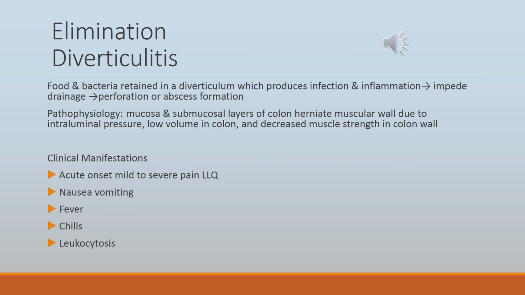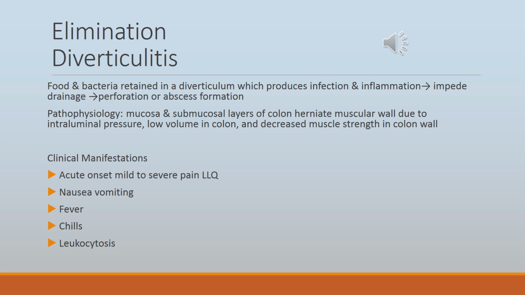With the concept elimination, diverticulitis is an exemplar. Diverticulitis results when food and bacteria retained in a diverticulum produce infection and inflammation that can impede drainage and lead to perforation or abscess formation. Diverticulitis may occur as an acute attack or may persist as a continuing smoldering infection. The symptoms manifested generally result from complications like abscess, fistula formation, obstruction, perforation, peritonitis, and hemorrhaging.